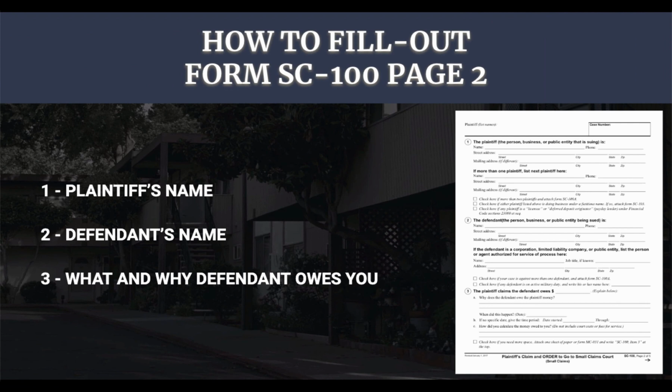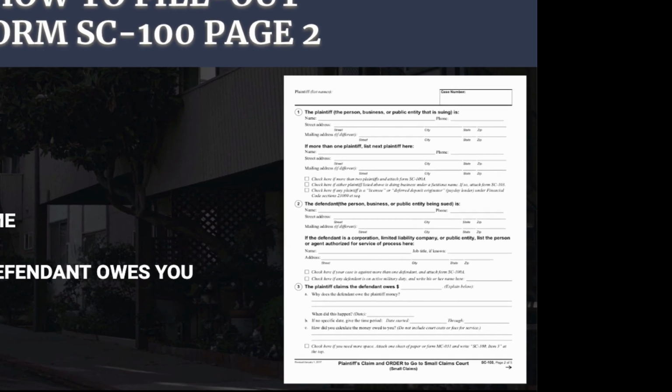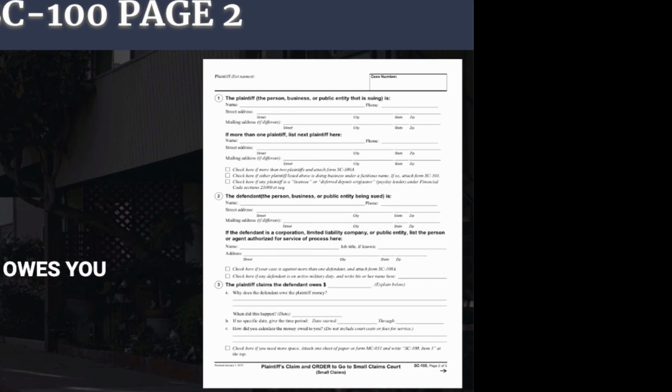Next, in section 3, entitled, the plaintiff claims the defendant owes blank. Describe why the defendant or defendants owe you the money. In other words, give a brief description of what the defendant did to you that necessitated you bringing this small claim suit against the defendant. And when describing the date of when the event occurred, use the month, day, year format.